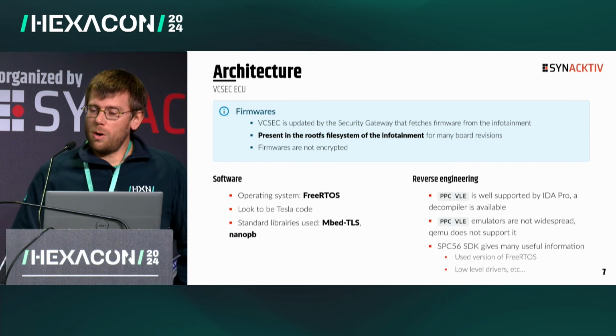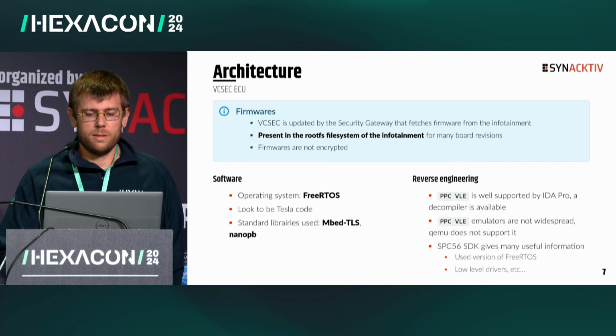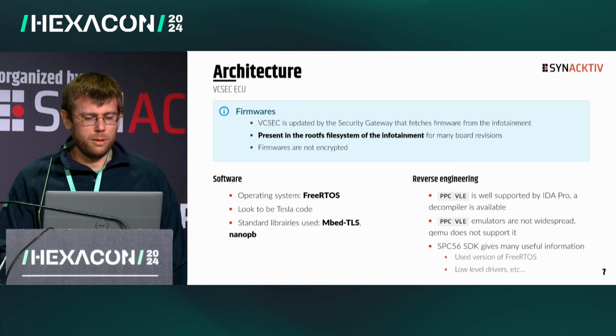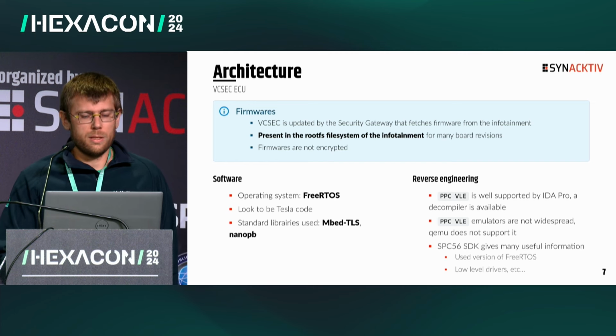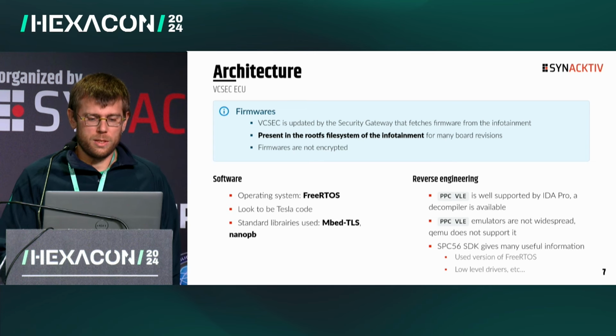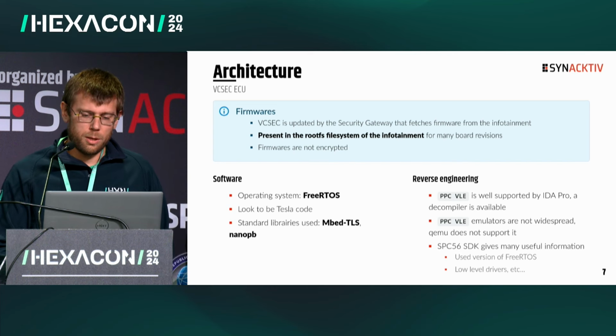To bootstrap our vulnerability research, we need to have the VCSEC firmware. Fortunately, the firmware is on the infotainment file system. VCSEC is updated by the security gateway with UDS messages on the CAN bus, and the security gateway fetches the firmware from the infotainment. The firmware is split in two parts, the bootloader and the main application, and we only study the main application mode.